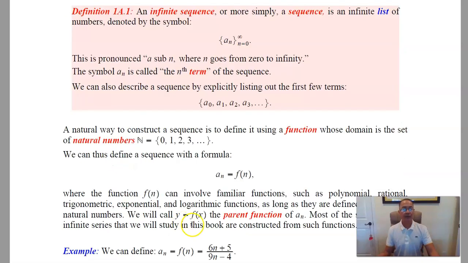All right, so here's the definition of what an infinite sequence is. It's basically just a list of numbers. And this is the notation that we'll use just to begin with. We have curly braces here and a letter to represent the name of the sequence and a subscript, n. So this is pronounced, of course, a sub n. And n will go from 0 to infinity.